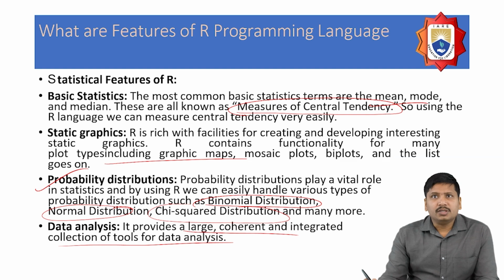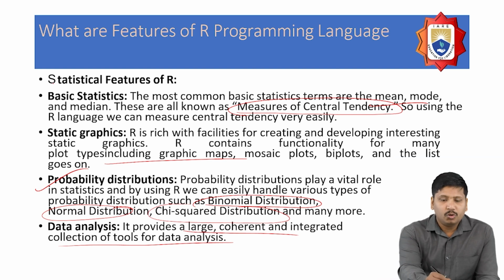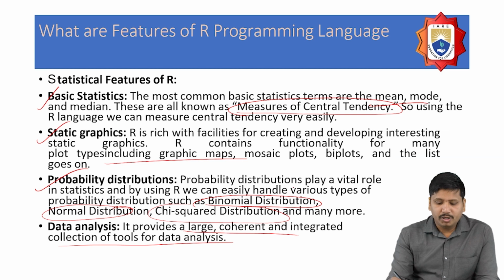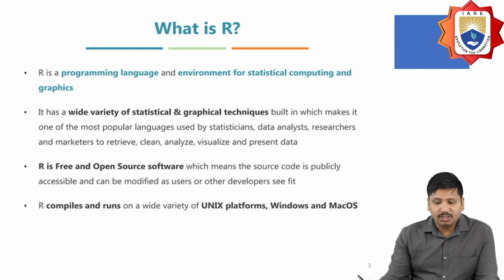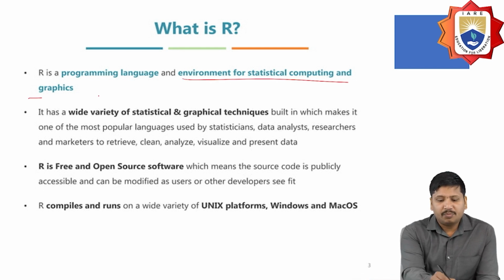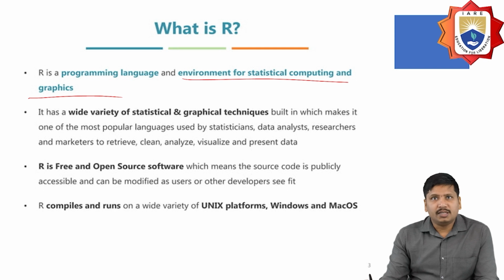Okay, so these are some of the statistical features of R programming. Mainly R programming is used in basic statistics, static graphs, probability distribution, and data analysis. And the next one is: what is R? R is a programming language and environment for statistical computing and graphics. So R is nothing but a programming language and environment for statistical computing and graphics.